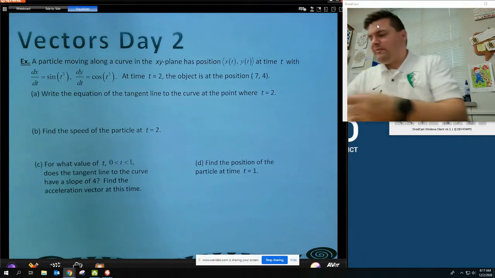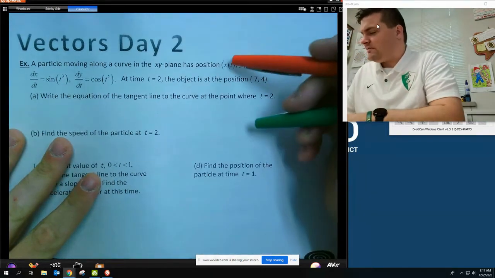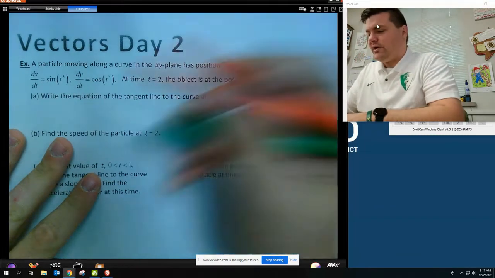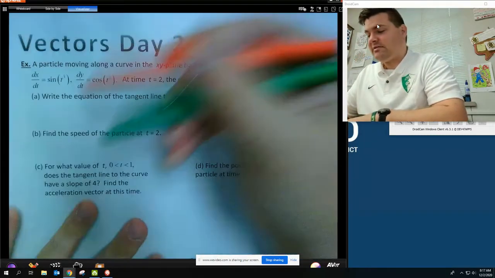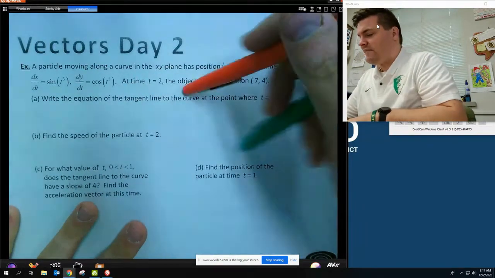So here's our prompt. We have a particle moving along a curve in the xy plane. It has position x of t, y of t. So this is the position at time t, and it gives us the derivatives, dx dt and dy dt, and then at time 2, we have the position.